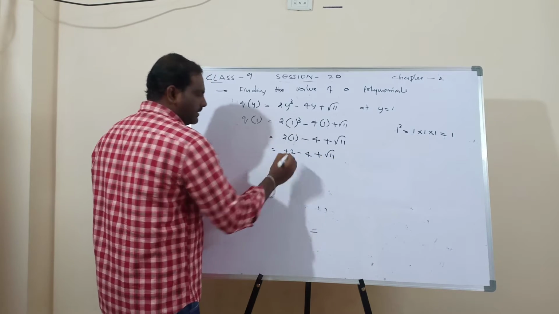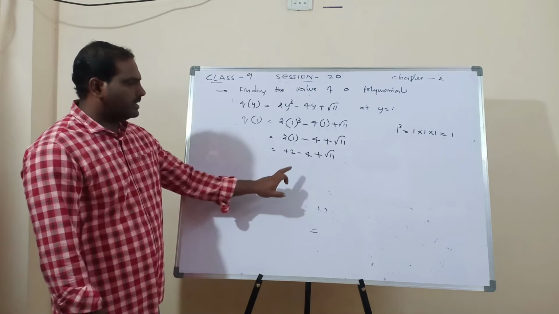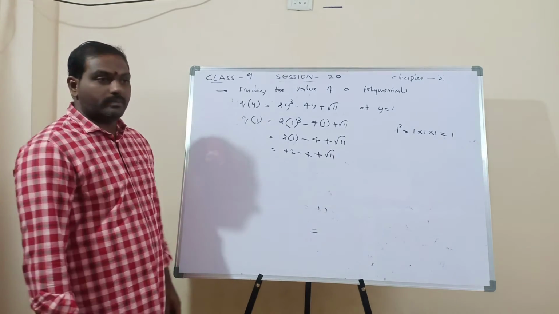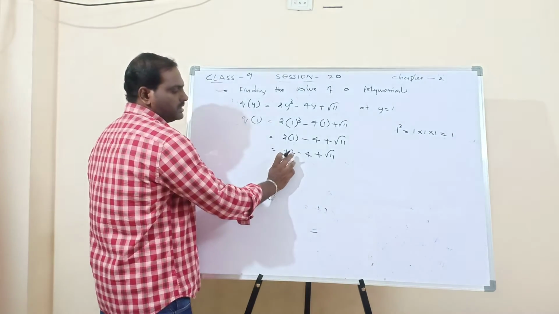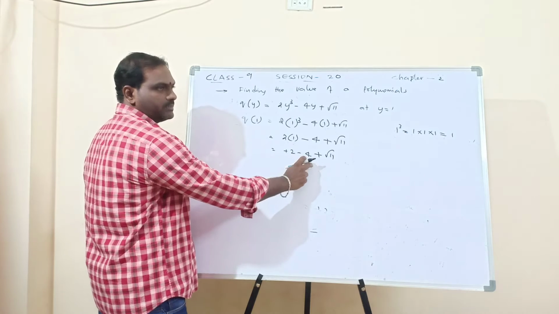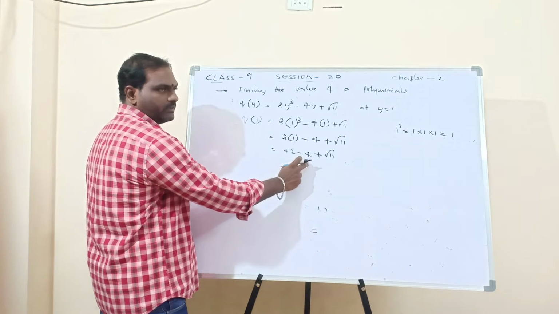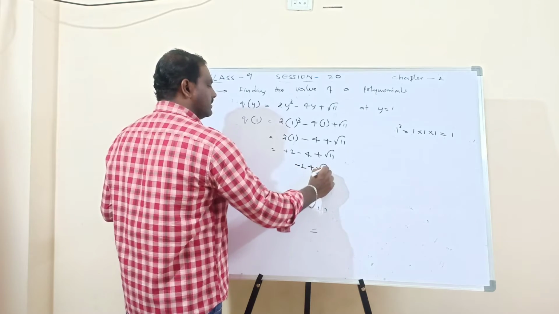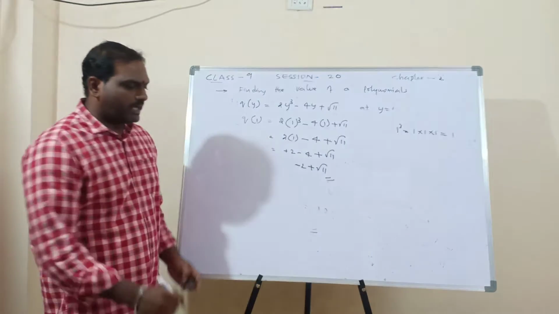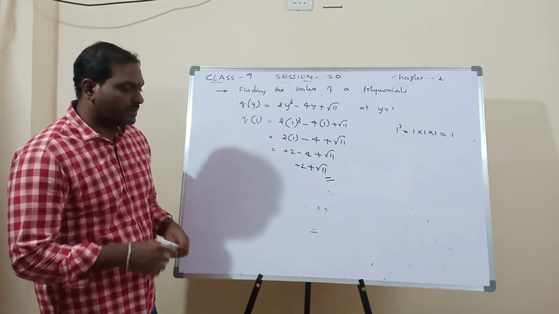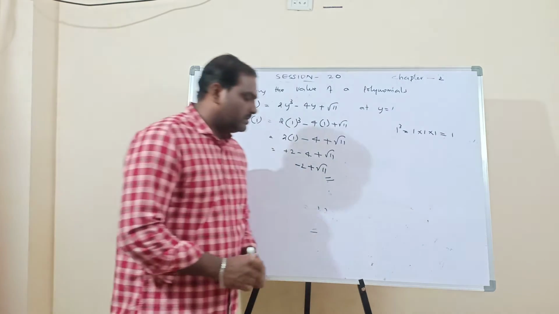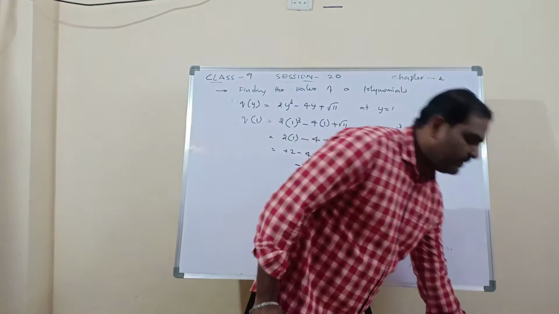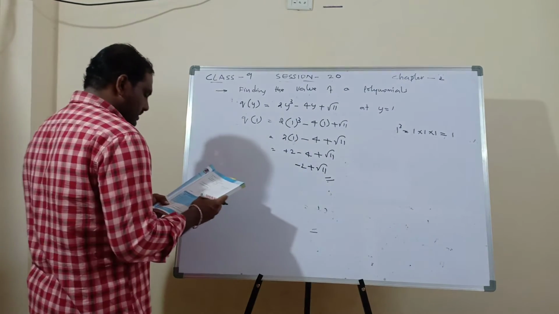Now look at this, if nothing is there, plus 1 minus symbol is there, we have to do subtraction. So subtract the smaller number from the bigger number and keep the symbol of the bigger number. Bigger number is 4. So 4 minus 2, it is minus 2 plus root 11. This is the value to find out. Okay. So like this we have to do the sums.